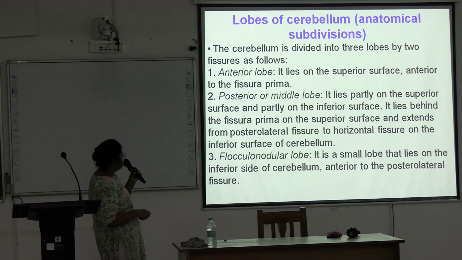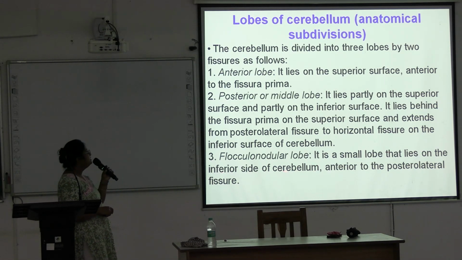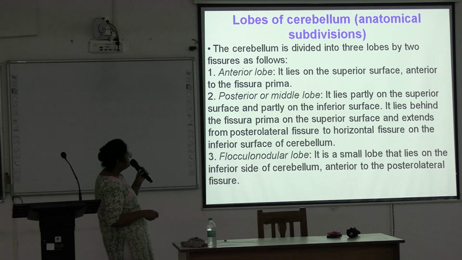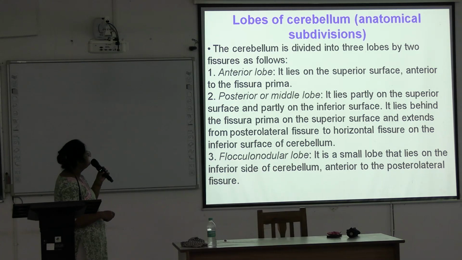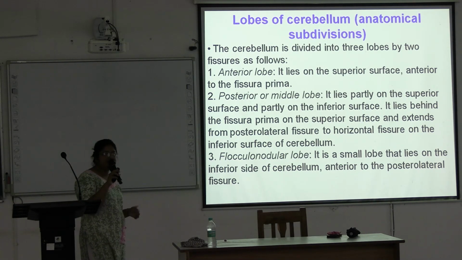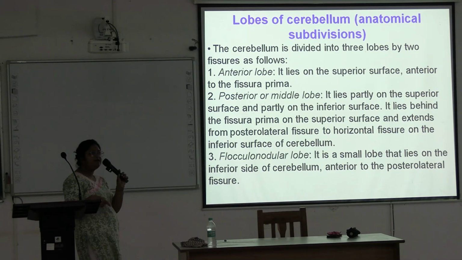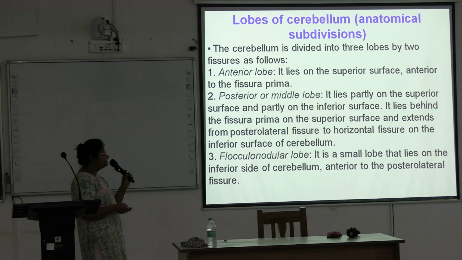Next, the flocculonodular lobe. It is a small lobe that lies on the inferior side of the cerebellum, and it lies anterior to the posterolateral fissure. Okay, so these are the three lobes of the cerebellum. Lobes are very frequently asked in your viva. Okay, lobes, fissures, parts of vermis, all these are asked, and this tonsil and its importance.